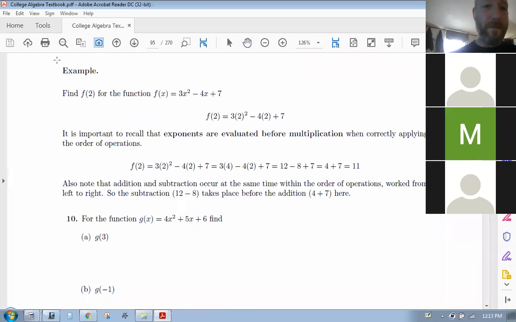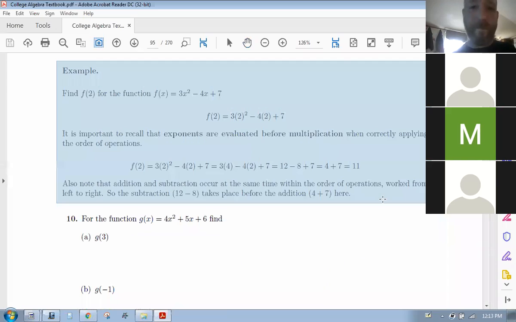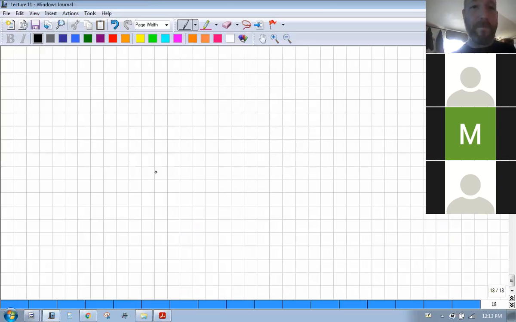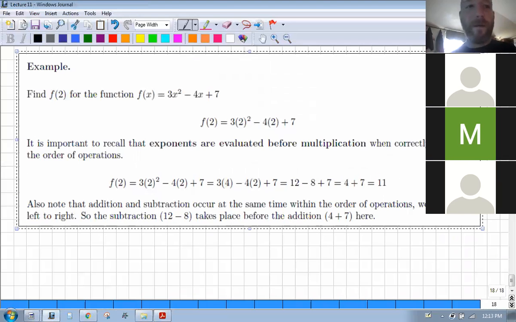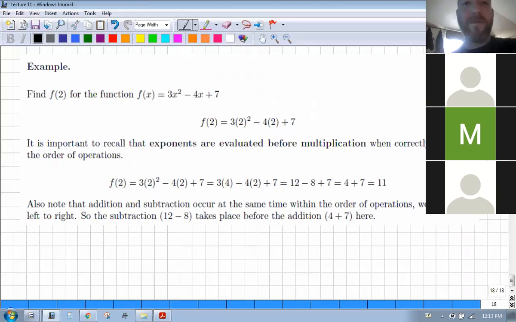Let's look at this example here. Find f of 2 for this function. All right, we just replace the x with a 2. So it's 3 times 2 squared minus 4 times 2 plus 7. You have to do the 2 squared first, okay? Otherwise, you're going to get the answer wrong.